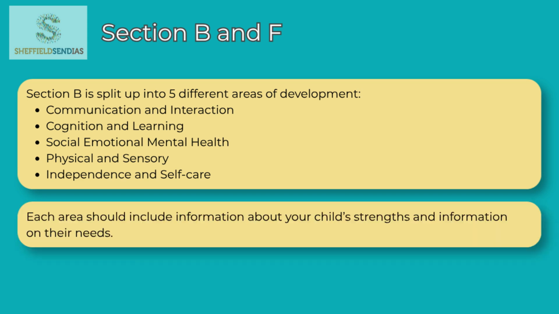Each area should include your child's strengths. This is things they can do. For example, Jane can count to 5.